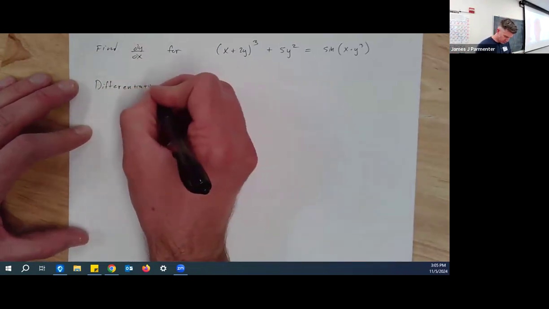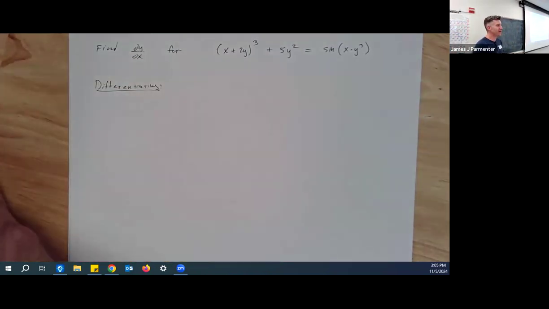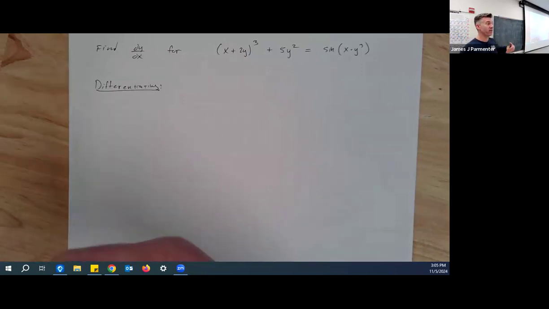Differentiating, sure. I want to point out just the language thing here. It is incorrect to say we're deriving both sides. When you take the derivative of both sides, you are differentiating both sides. When you derive something, it's like you're deriving a fruit. I used to say it wrong. I used to say that we are deriving both sides. We're not deriving both sides. We are differentiating both sides, or taking the derivative of both sides.